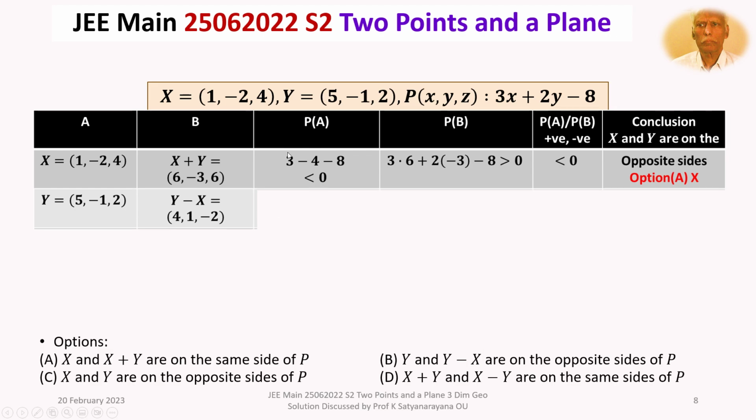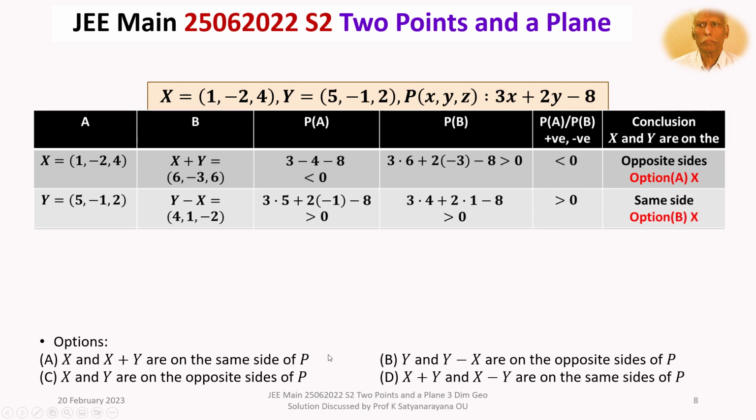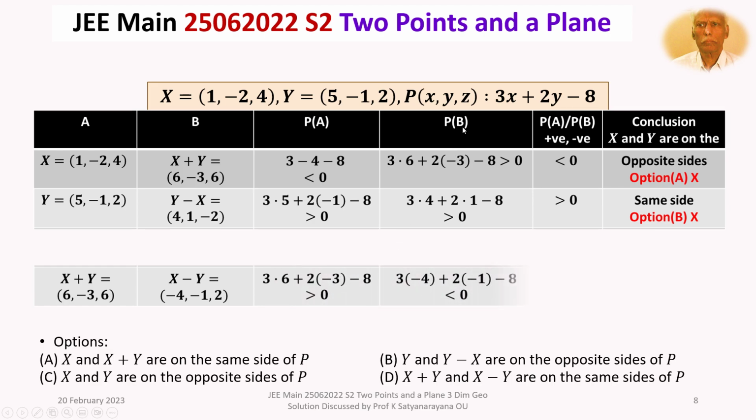Similarly, in option B, we have y and y minus x. P of y is positive, and P of y minus x is also positive. Positive by positive is positive, therefore they lie on the same side of P. In option B it is given as opposite, and we got same side, therefore option B is false. Let's jump to option D. In option D, we have x plus y and x minus y, and P evaluated at each. P of x plus y is greater than 0, positive, and P of x minus y is negative. Positive by negative is negative, therefore they lie on opposite sides. In option D it is given as same side, therefore option D is false.